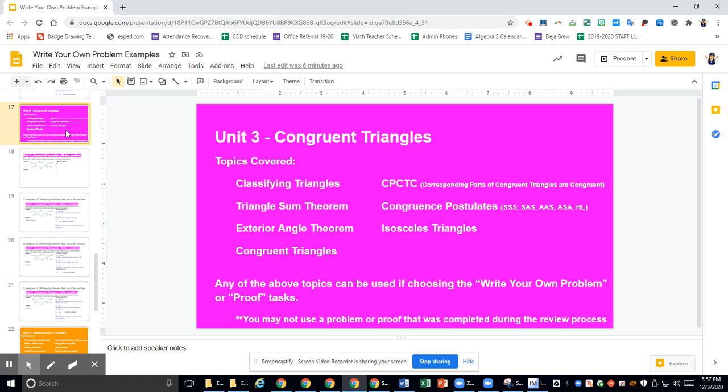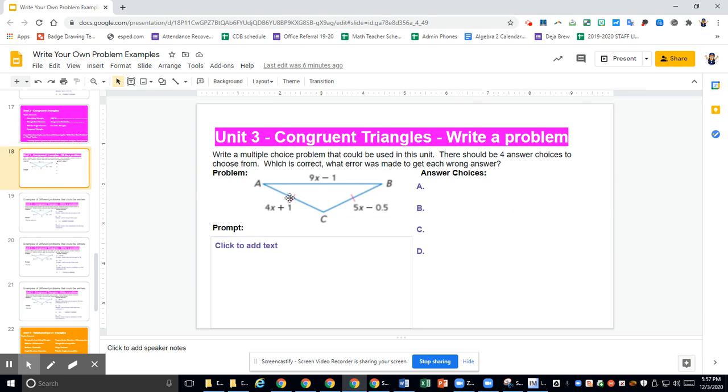Unit 3 is called Congruent Triangles, but it actually has lots of stuff in it. It has classifying triangles, triangle sum theorem, exterior angle theorems. It does have congruence in it, and then it also includes isosceles. So when we look at the picture, it's actually not a congruent triangle problem that I have here. It's an isosceles triangle problem.